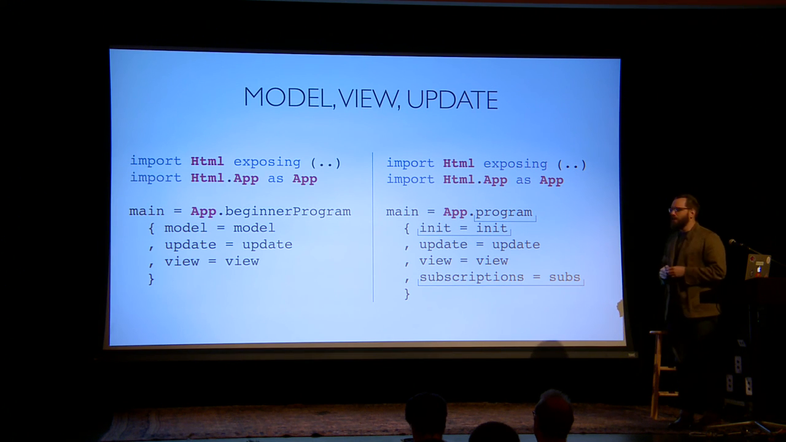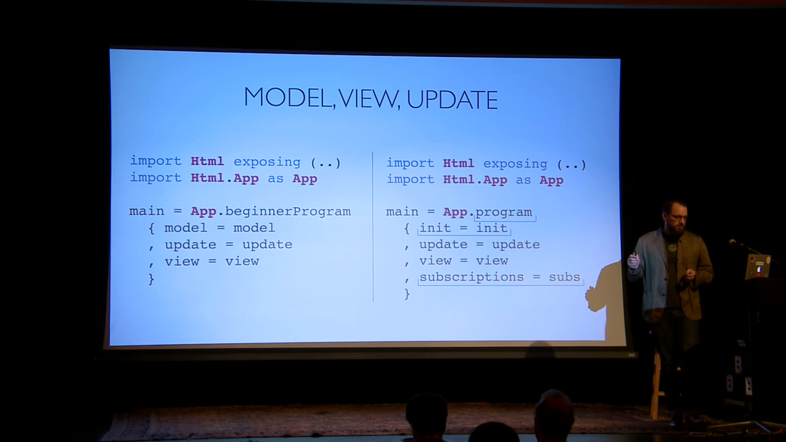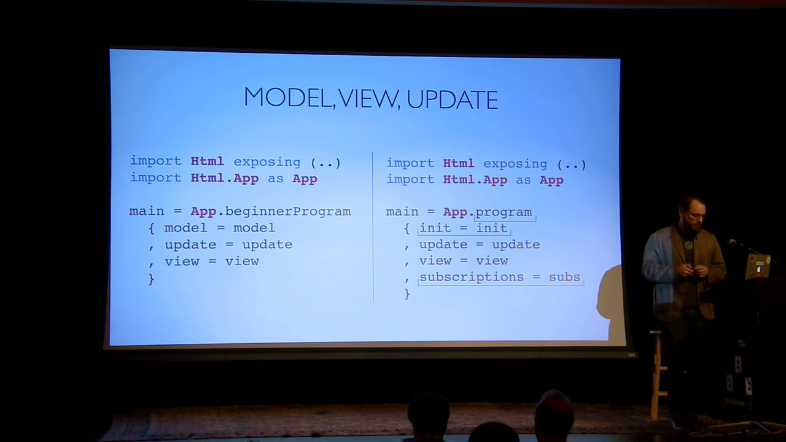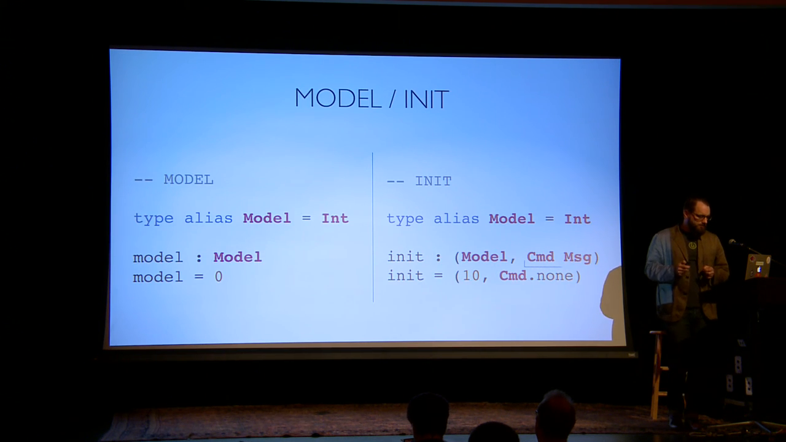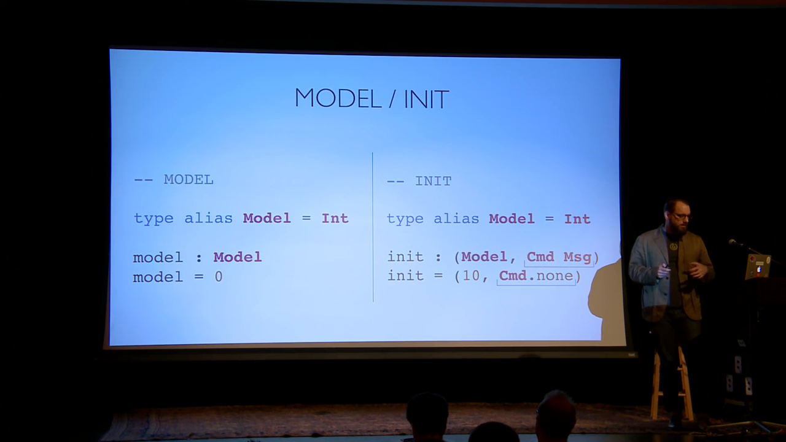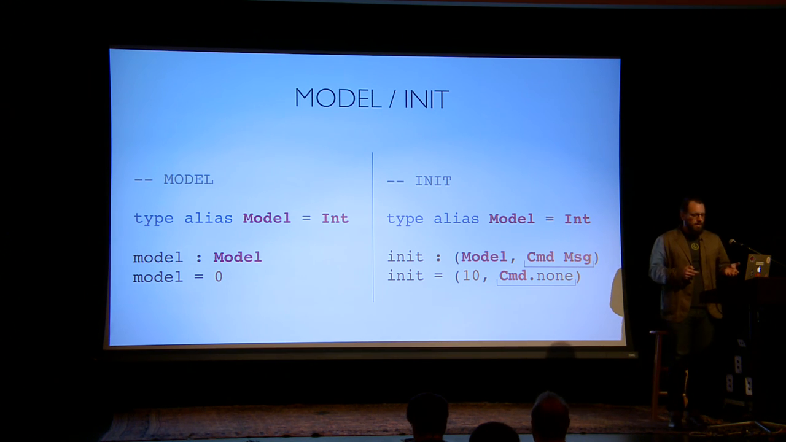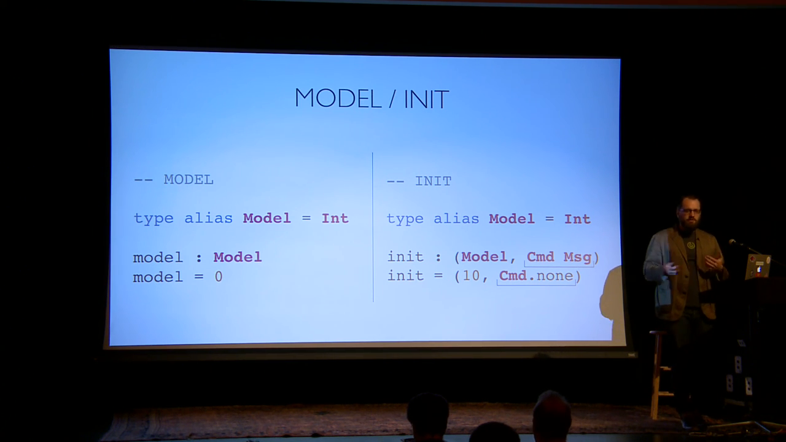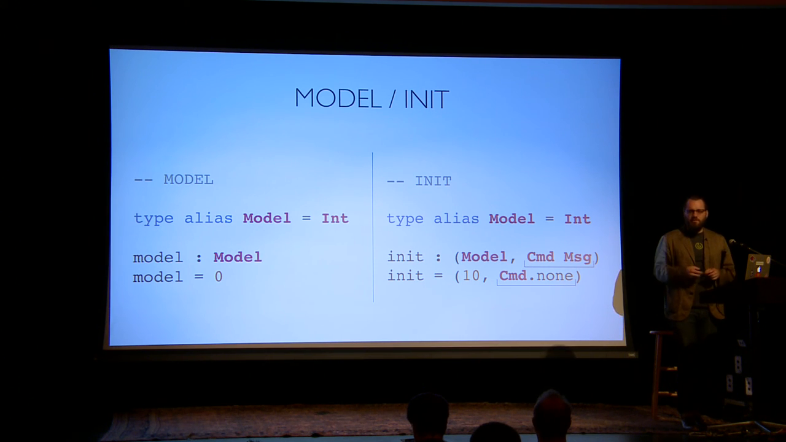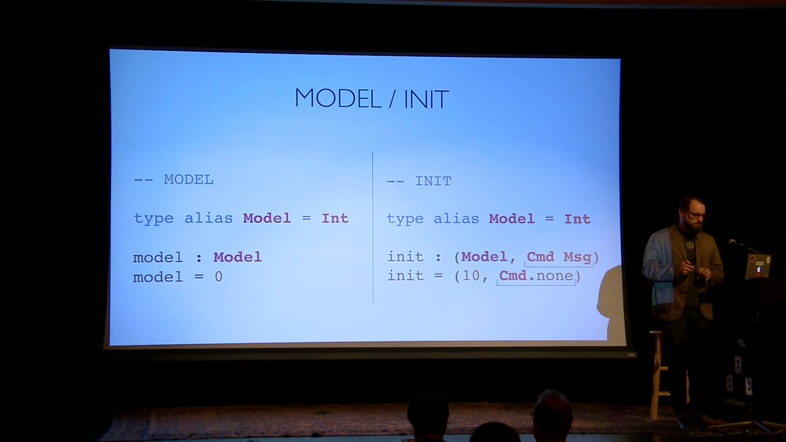We change the model to an init, and we add subscriptions. Our model changes to this, where we're not necessarily just defining the model anymore, but we're also defining the initial condition, so a model of 10, because we're going to count down from 10. And we're just going to say we don't need to trigger anything at the beginning.